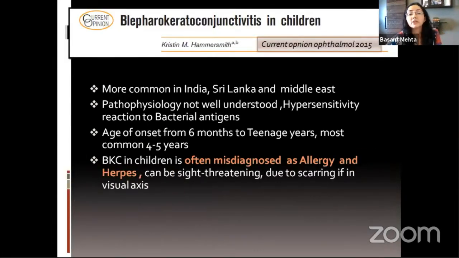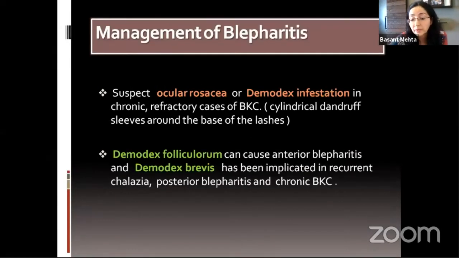It's more common in India, Sri Lanka, and the Middle East. The pathophysiology is less understood. It's a hypersensitivity reaction to the bacterial antigens, and it presents commonly around the age of 4 to 5 years, though it can present in the teenage years as well. In children, it is often misdiagnosed as allergy and a herpetic involvement, but we need to be very careful in these children because they are in the amblyopic age group. In refractory blepharokeratoconjunctivitis, one needs to have the differential of ocular rosacea and Demodex in mind because they will require a different treatment.